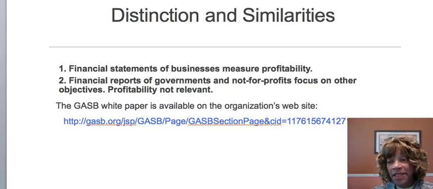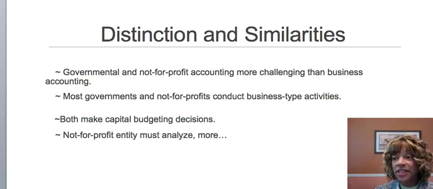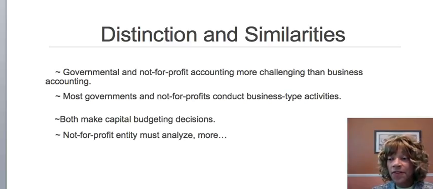One point to be made is that governmental and not-for-profit accounting is far more challenging than business accounting. Although both face many of the same challenges, most governments and not-for-profits conduct business-type activities, and both need capital to begin operations. Also, both make capital budgeting decisions. However, when making capital budgetary decisions, a not-for-profit entity must analyze more than the incremental cash flows, which are typical for a business capital budget decision.